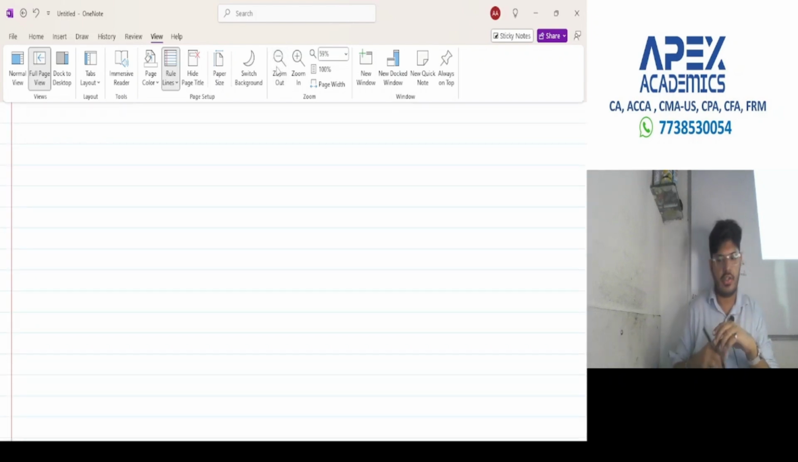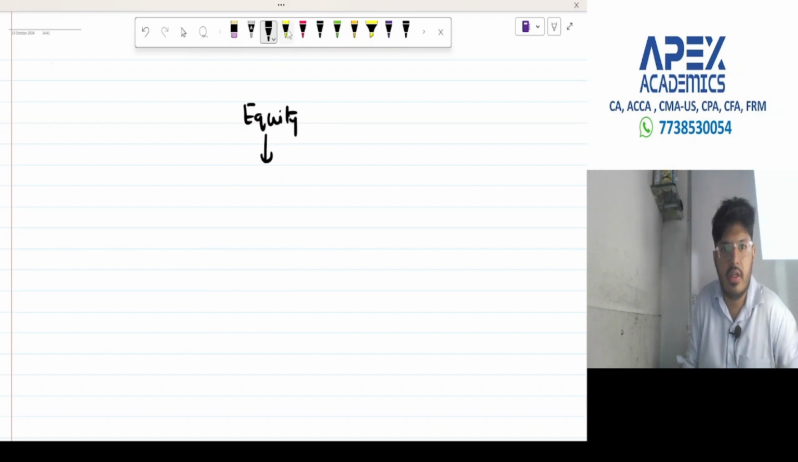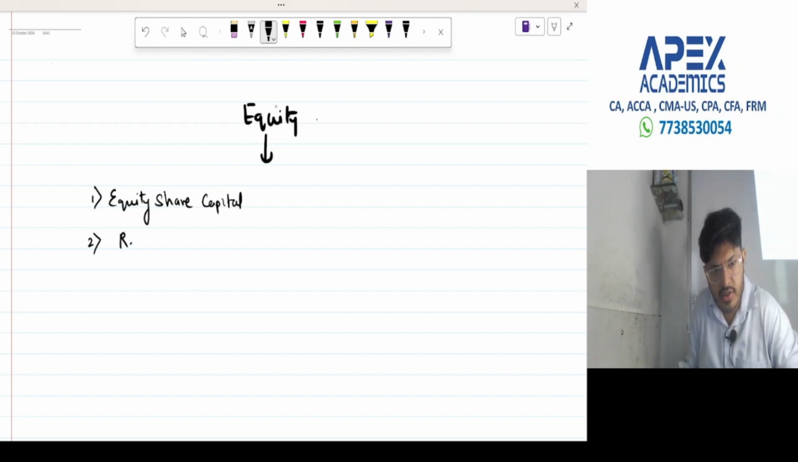Now see, please understand. In any company, equity will comprise of the following elements or the following items. The first one is going to be your equity share capital. The second one is going to be your reserves and surplus. What is it going to be? Your reserves and surplus.